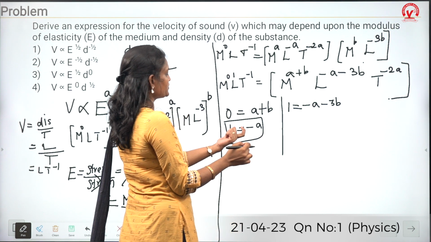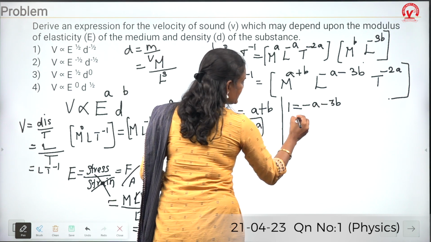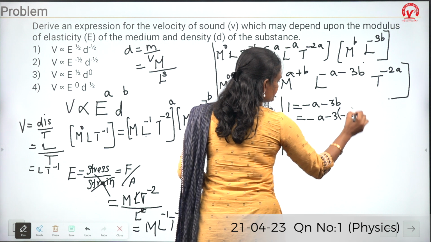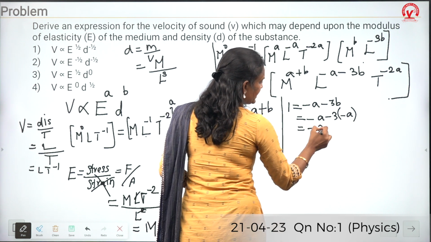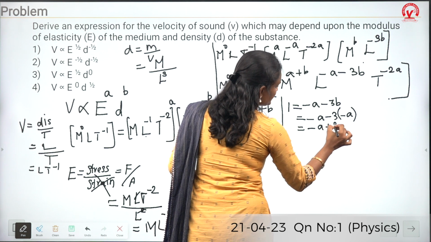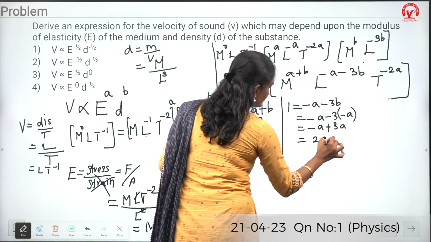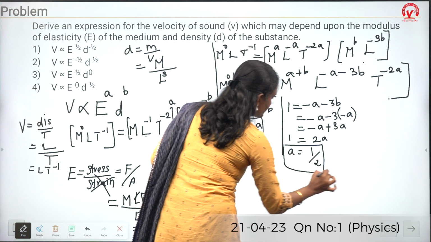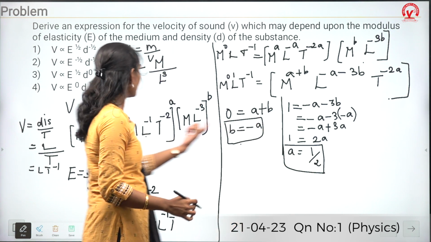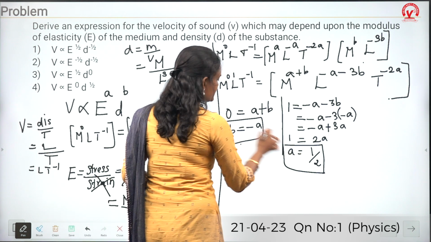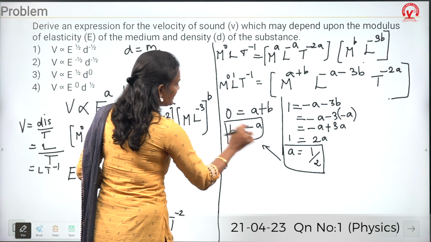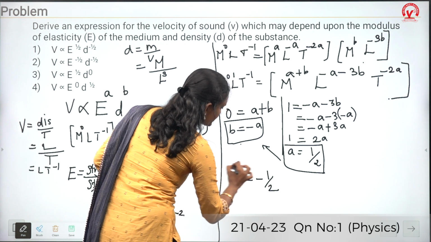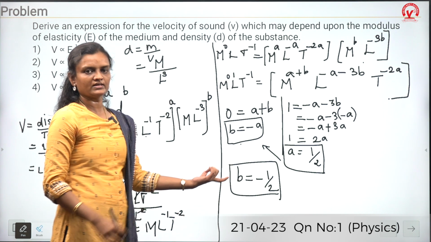And here I am going to substitute b is equal to minus a in this equation. So minus a minus 3 into minus a. Now this can be written as minus a plus 3a. So this is 2a. Now a is equal to 1 by 2. So we found the a value. Our aim is to find the b value now. We know that b is equal to minus a. So b is equal to minus 1 by 2. So now we found out the a value as well as the b value.